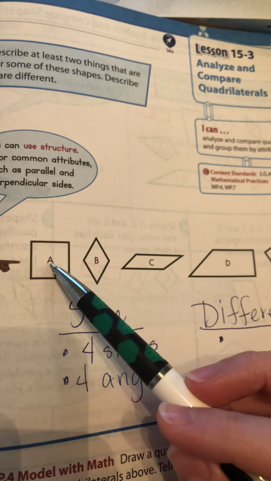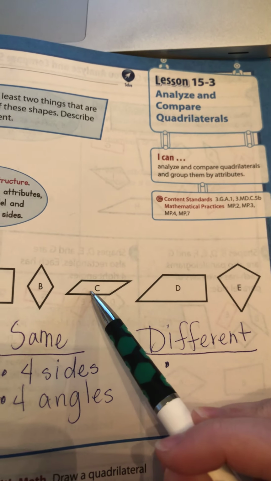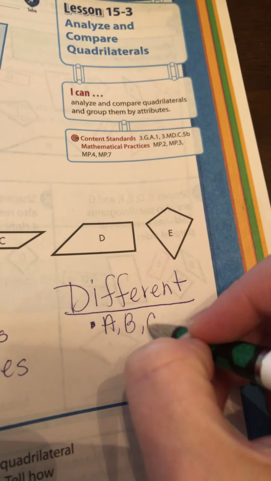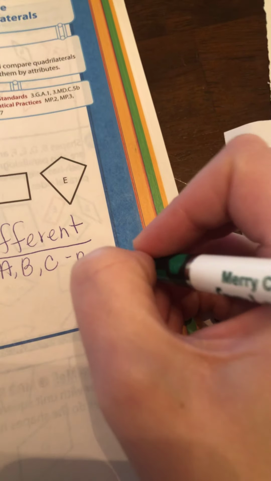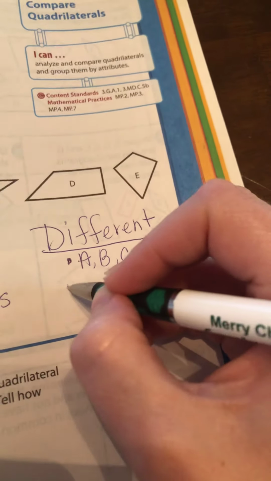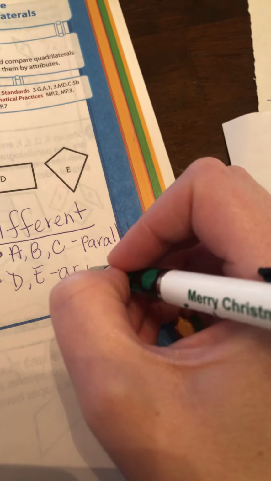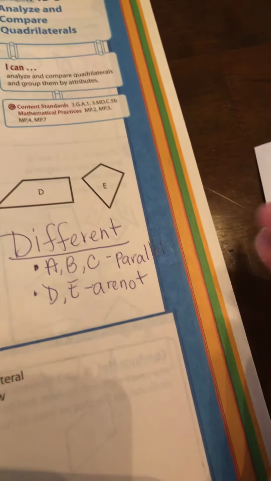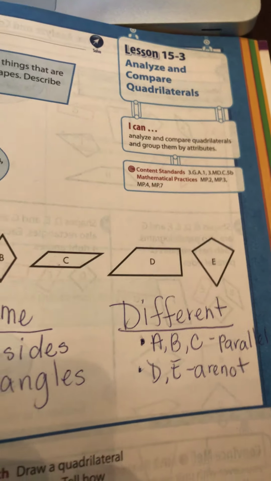I do know that A, B, and C are parallelograms, but D and E are not. So A, B, and C are, maybe not C. C, well, it's kind of hard to tell in the book. We're going to just say he's parallel. And we have D and E or not. They don't have parallel sets of sides, okay? This one has 1 set. This one does not have any set of parallel sides, okay?